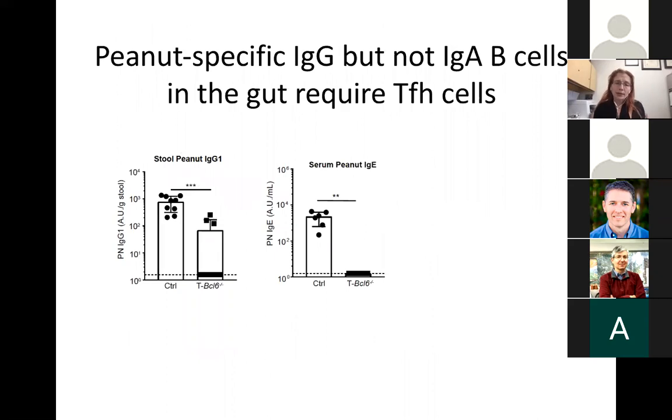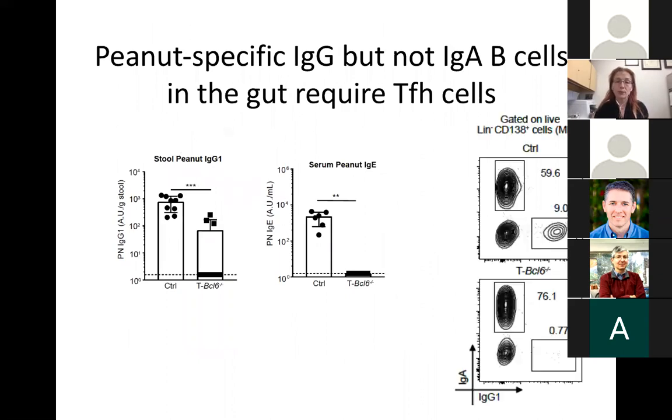But importantly, when we looked at other isotypes, which we know are TFH dependent from previous work, like IgG1 and IgE, those responses were dramatically impacted. They were really TFH dependent.